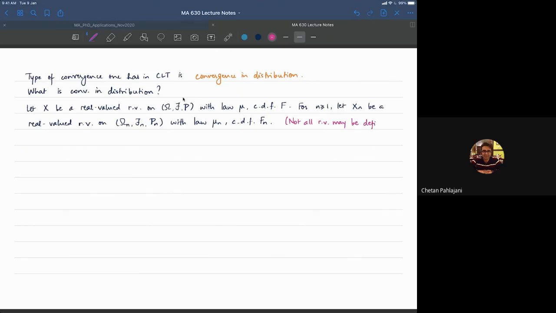I mean, if they're defined on the same probability space, it doesn't hurt. That doesn't hurt at all, but I'm just saying that that is not required. So not all random variables may be defined on the same probability space. So the following are all equivalent.